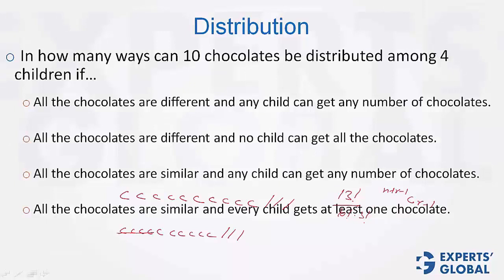Total 9 entities, out of which 6 chocolates are similar. So we divide by 6 factorial. Then 3 cuts are similar. So we divide it by 3 factorial. The relationship for such cases is n minus 1 C r minus 1, which means if n identical elements have to be distributed among r different entities such that every entity gets at least 1 element, the relationship is n minus 1 C r minus 1.